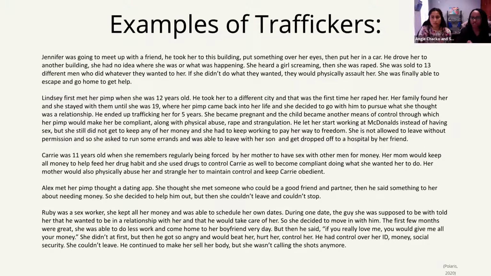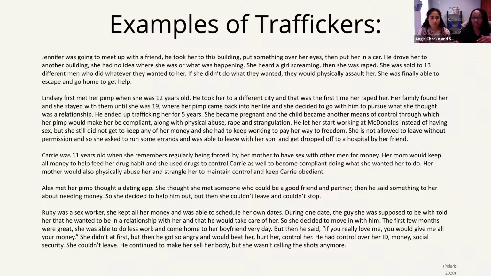He took her to this building, put something over her eyes, then put her in a car. He drove her to another building. She had no idea where she was or what was happening. She heard a girl screaming, and then she was raped. She was sold to 13 different men who did whatever they wanted to her. If she didn't do what they wanted, they would physically assault her. She was finally able to escape and go home to get help. So that's just one example. She knew the trafficker. She gave her trust over to him and was manipulated.